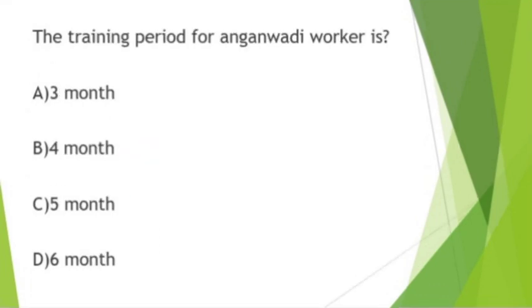The training period for Anganwadi worker is: option A 3 months, option B 4 months, option C 5 months, option D 6 months. An Anganwadi worker should take the training period at least for 4 months. Correct answer is option B, 4 months.